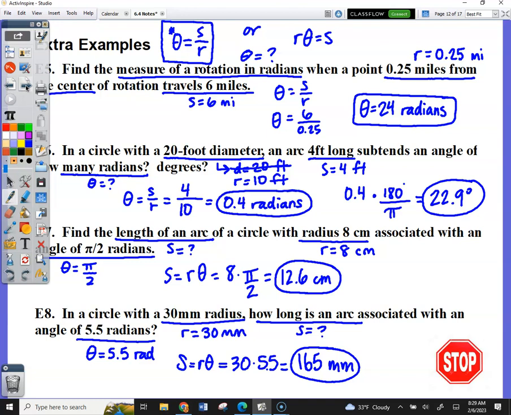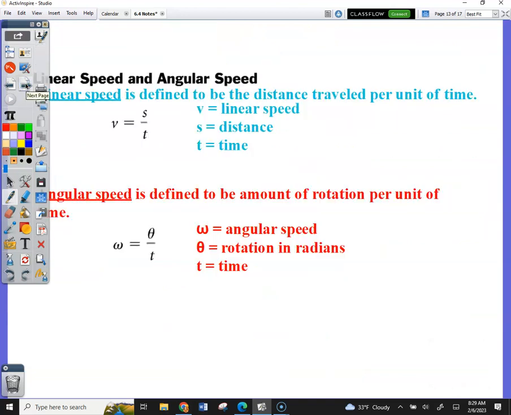That's arc length, okay? I'm saying that carefully because today looks almost the same in formatting, but it is not arc length. It is linear speed and angular speed. So, keyword here, speed. We're no longer talking about the length of something. Now we're talking about the rate of something moving, right? Totally different. Linear speed, here's what you need to highlight.